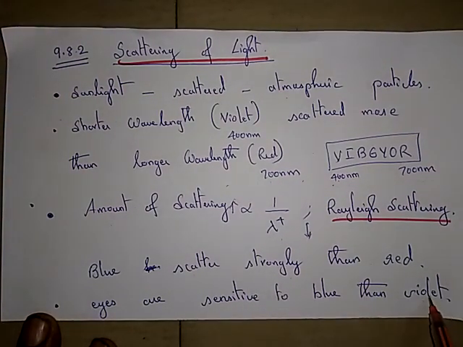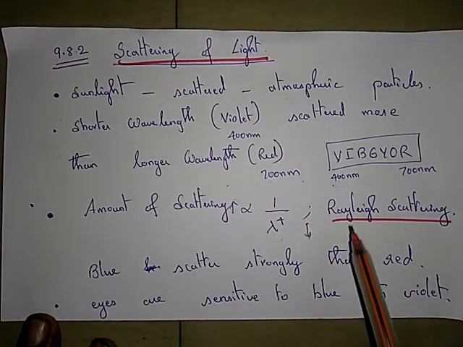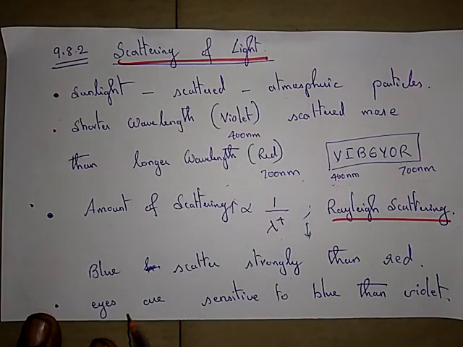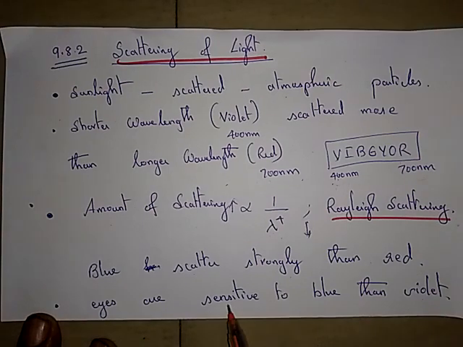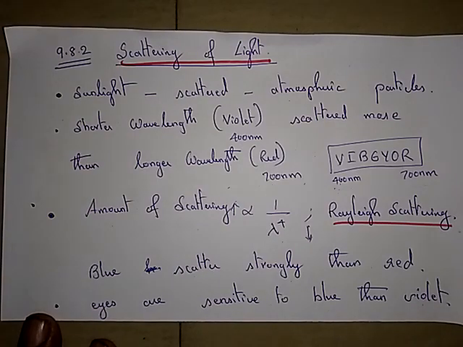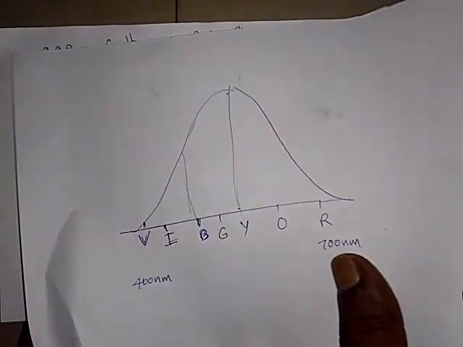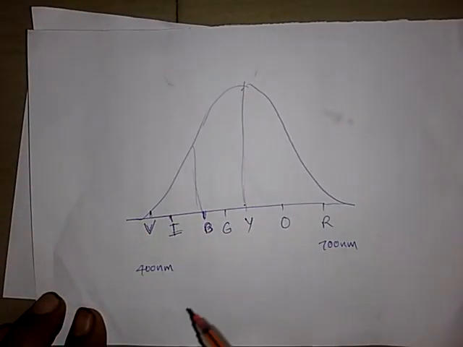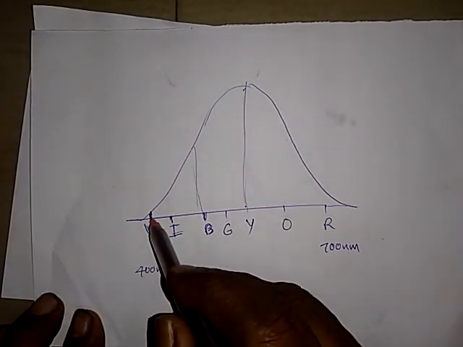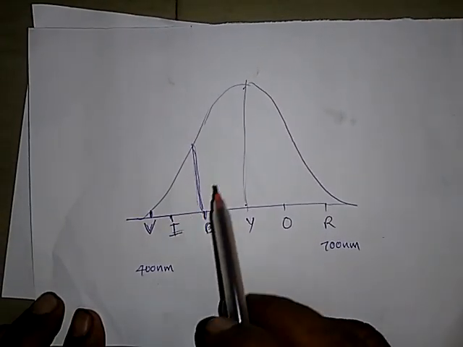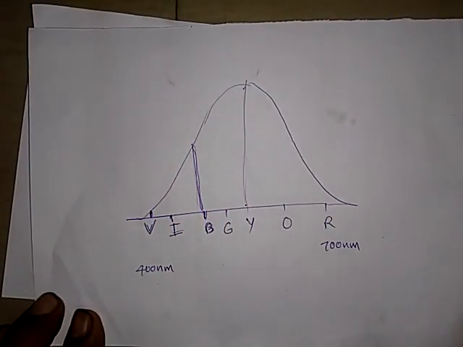See, even though the wavelength of violet is less than blue, we are able to see the sky as blue just because our eyes are sensitive to blue rather than violet. Why? Because if you watch carefully the visual human eye response to the visual spectrum, violet amplitude is very much less compared to the blue. Therefore, we see the sky as blue, not as violet. Okay? Right. Next point.